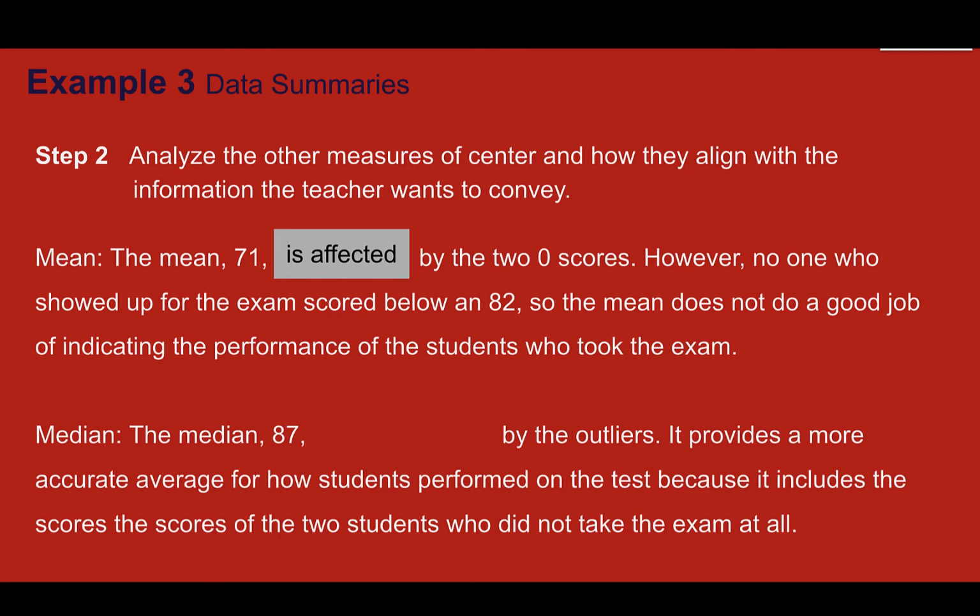If we look at the median, which was 87, it is not affected by outliers, which are numbers that are really far away from everything else, like those zeros. Here, it's providing a more accurate average for how students performed, because yes, it still includes all the scores, but the ones that scored really low didn't pull down the middle.